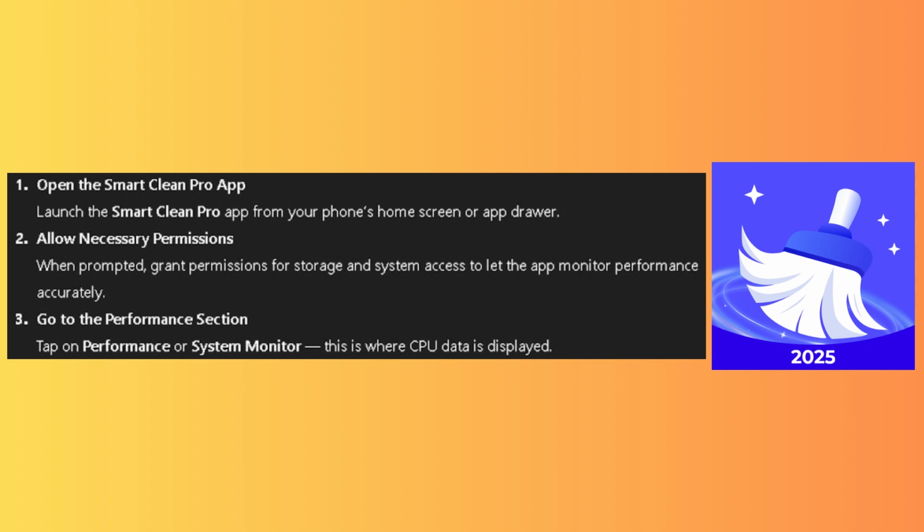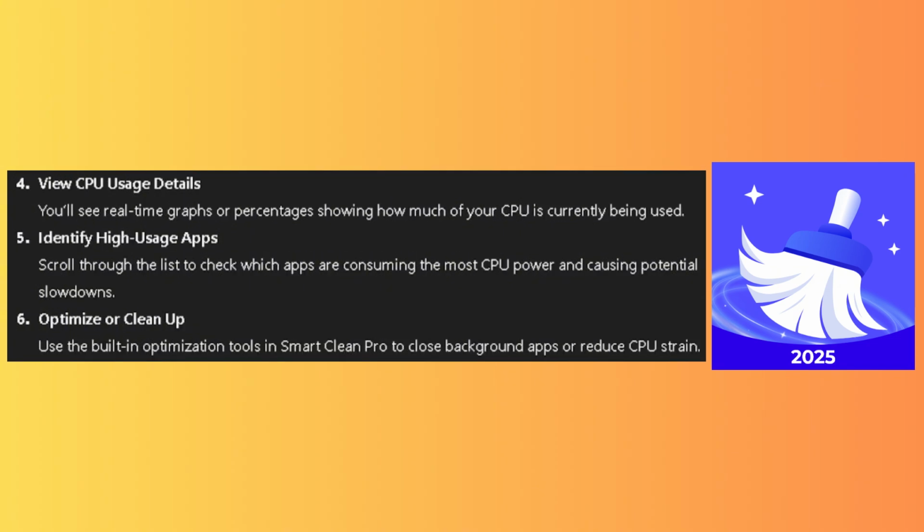Go to the Performance section. Tap on the Performance or System Monitor. This is where your CPU data is displayed. View CPU usage details. You will see a real-time graph or percentage showing how much of your CPU is currently being used. Identify high usage apps.